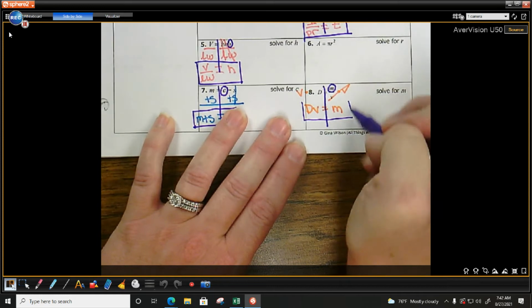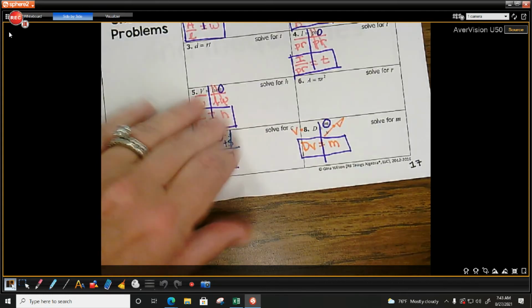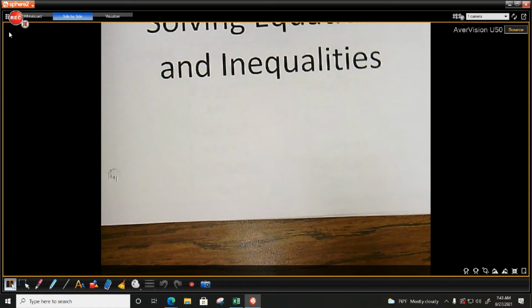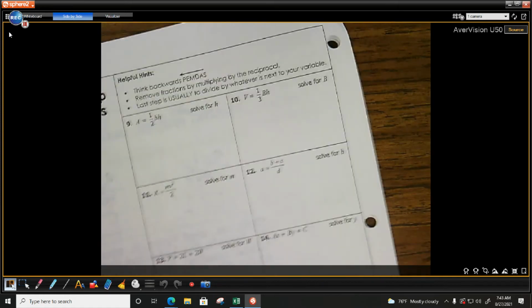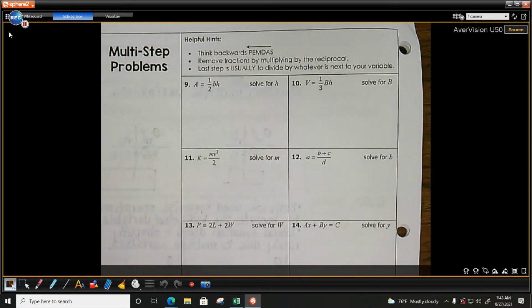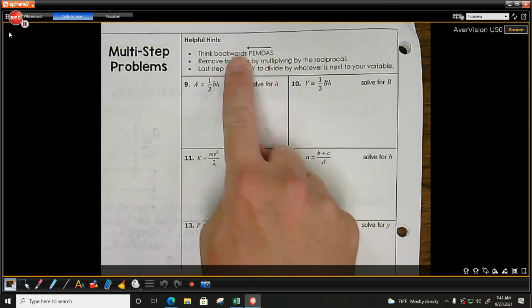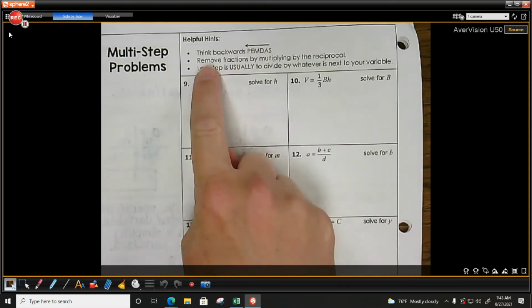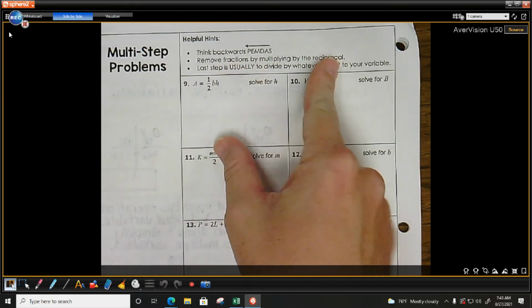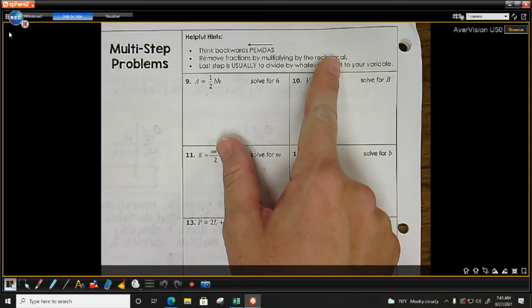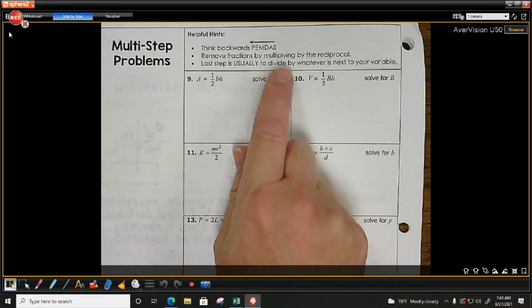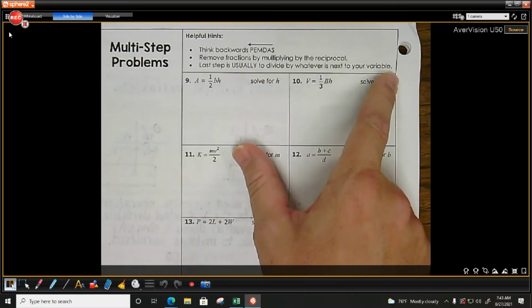Guys, this is where it's super important to be able to properly identify what operation you're doing with the variable you're trying to solve for. Okay? Now, sometimes, those were all one step. I just had to do one thing to get the variable by itself. Sometimes you're going to have to do multiple things. Okay? We do our PEMDAS backwards. Okay? You can remove your fractions by multiplying by the reciprocal. We did that already, haven't we? And then you divide by whatever is next to the variable. Okay?